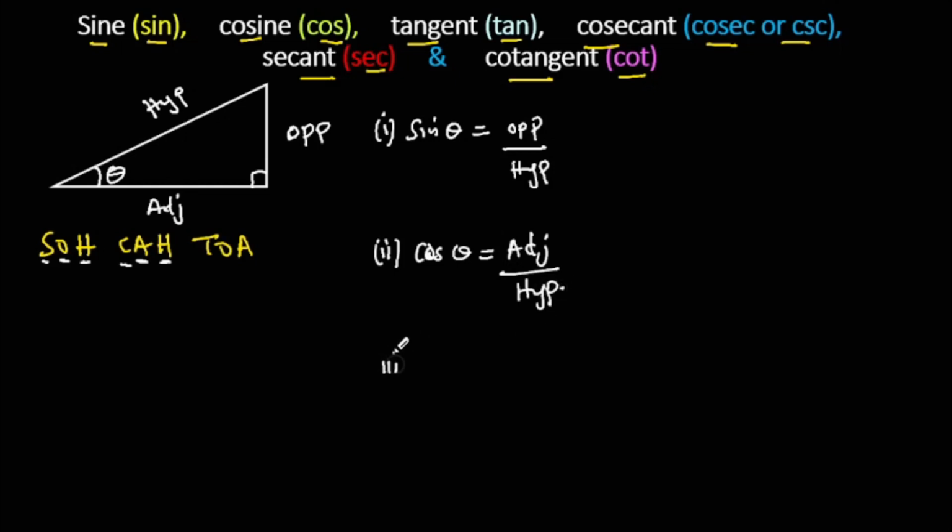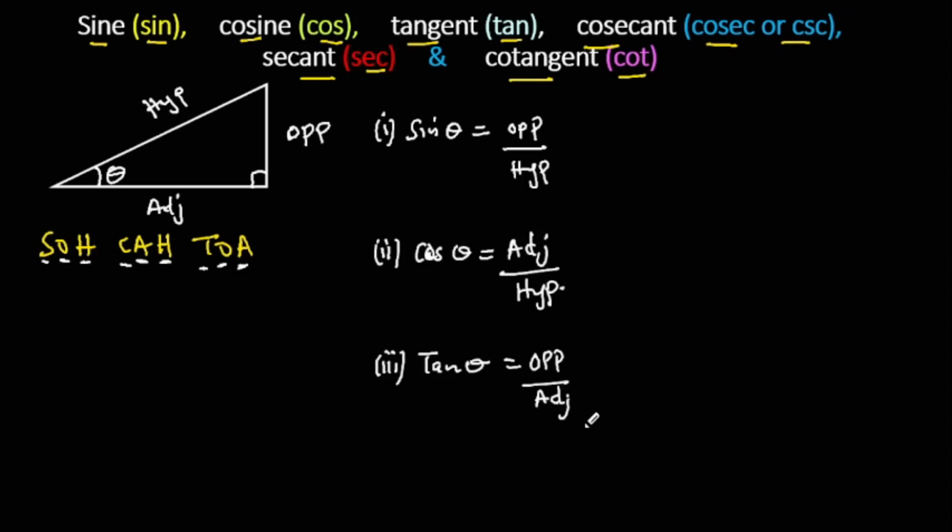Then the third basic trigonometric ratio is going to be tan. So you're going to take the TOA part of SOHCAHTOA, and this tells us that tan theta is going to be equal to the opposite over the adjacent. That is the opposite over the adjacent from your triangle. And those are the first 3 basic trigonometric ratios.